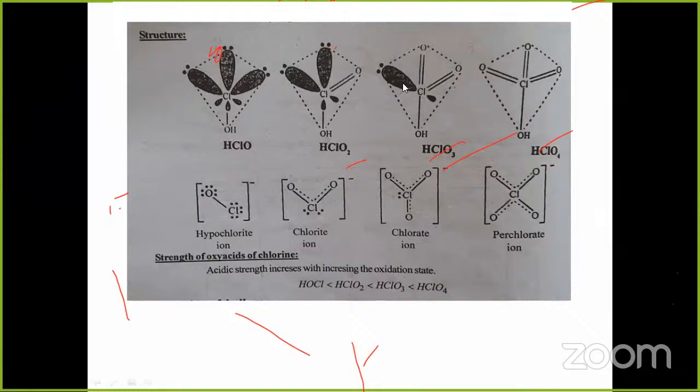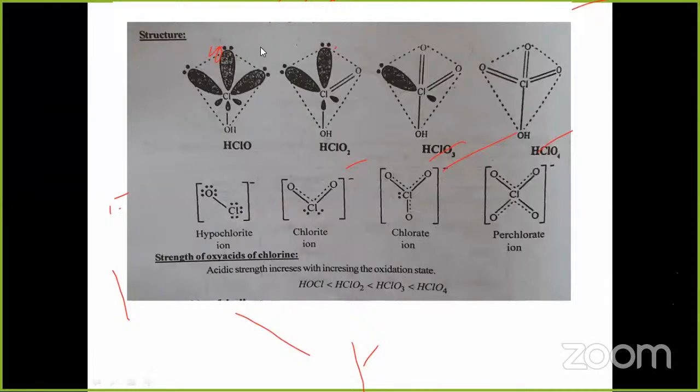3 sigma 1 lone pair sp3, 4 sigma 0 lone pair sp3. All are having the same sp3 hybridization, but the lone pairs are different. The first one has 3 lone pairs, this one 2 lone pairs, this one 1 lone pair, and this one 0 lone pair. Therefore, the geometry changes; all geometries depend upon the lone pairs on the central atom. The geometry is linear, this is V shape, this is pyramidal, and this is tetrahedral.